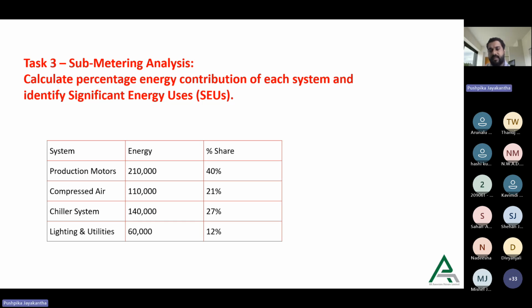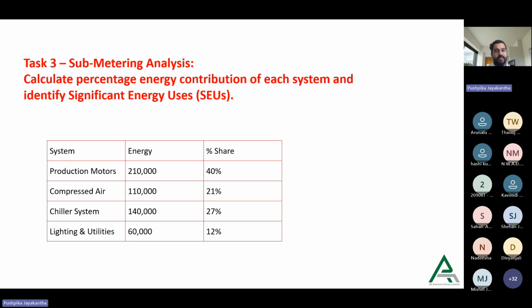Okay, Michelle says production motors, compressors, and chillers. It says selected three areas. Why is that? Why, Michelle? Highest consumption is coming from those areas. Yeah, good. Highest consumption. So, okay, let's move with the answers.